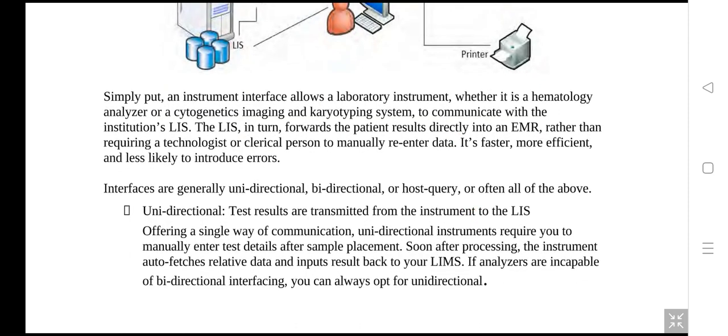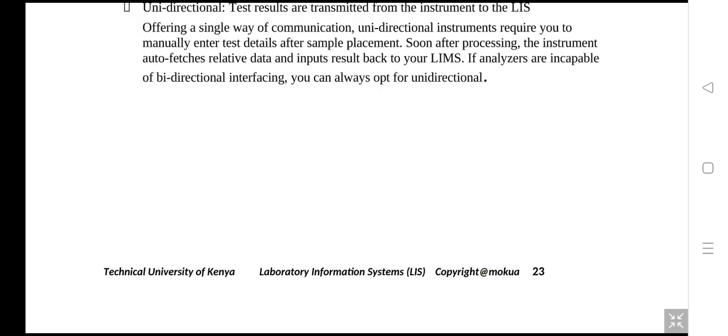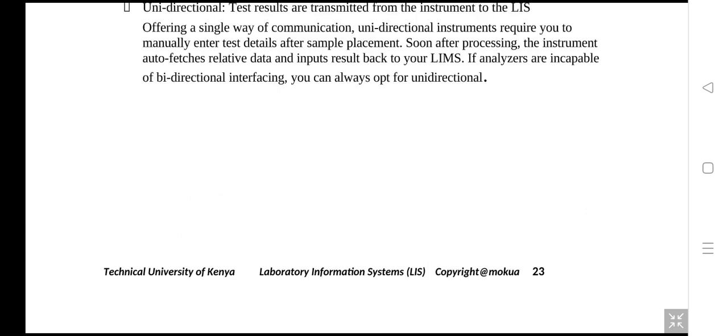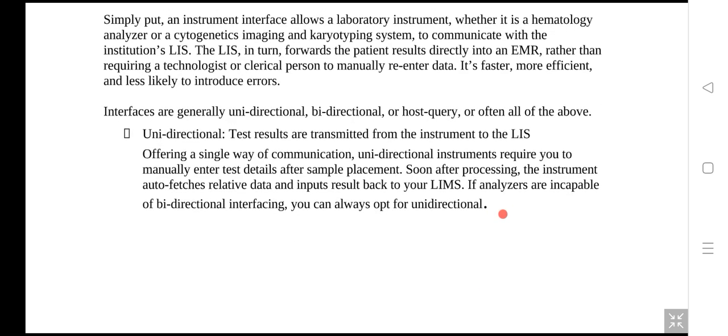An instrument interface allows a laboratory instrument, whether it is a hematology analyzer, cytogenetics, imaging, and so on, to connect with a LIS. So the interface allows the digital laboratory equipment to connect with this. I've just mentioned what interfaces are. We have various interfaces.